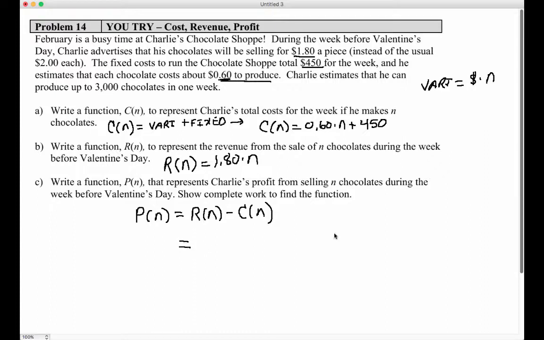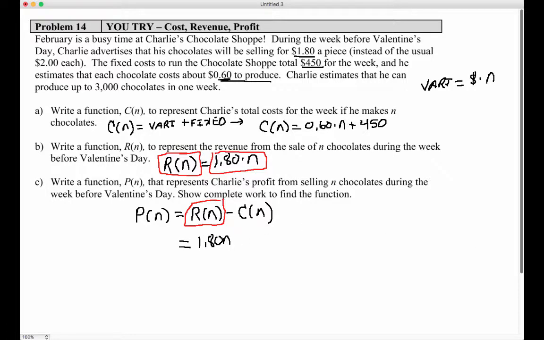Okay, but we need to give them back the profit function. To do that, see this red box right here? What's in that red box is R of n. What's in this red box is R of n, and what is in this red box? Well, that is also R of n. So we're going to dump out R of n and replace it with $1.80 n, or 1.80 times n.